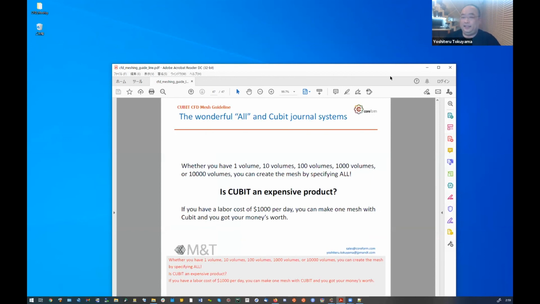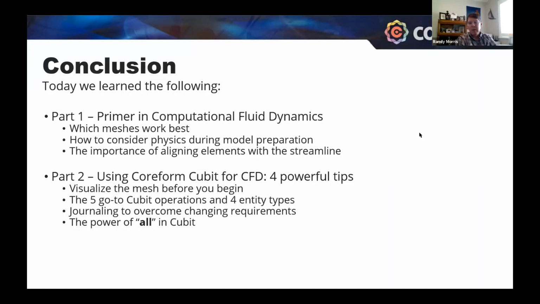Randy: Thanks for that, Tokiyama-san. We answered a few questions in the Q&A, and I'd just like to reiterate here. In conclusion, the primer was very interesting. I'm not a CFD guy either, so all that information I thought was really, really useful. And again, contact Tokiyama directly. He had his website on the presentation. I'll send that presentation out today or tomorrow. And then some power tips.